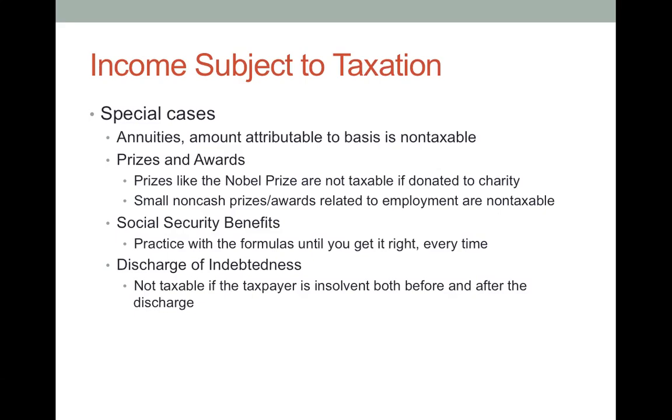That percentage is the non-taxable portion of our annuity, the amount of the annuity we receive. That percentage tells us what's not taxable. The remaining is taxable. So if you receive annuity income, you have to do a calculation to figure out how much is taxable. Prizes and awards.